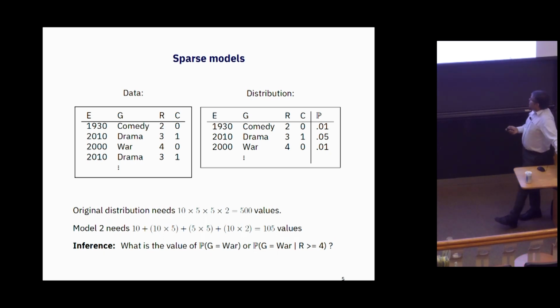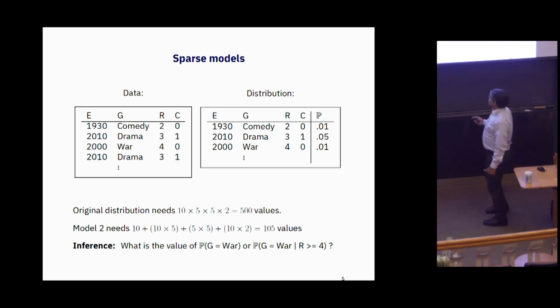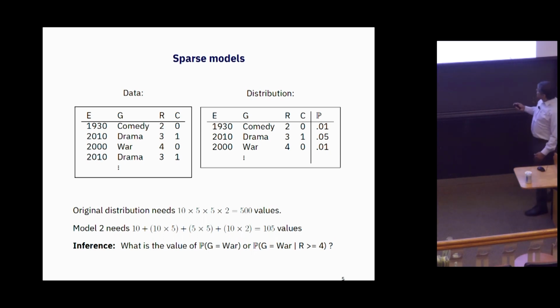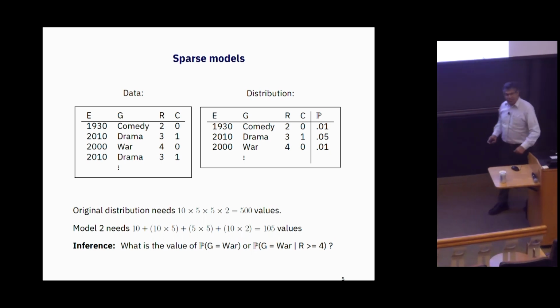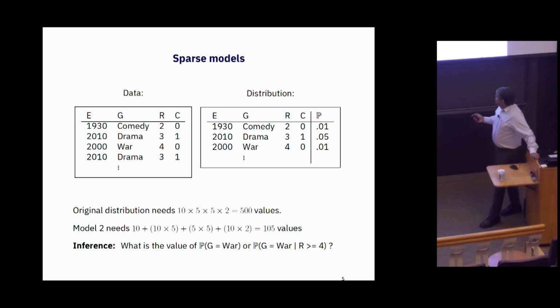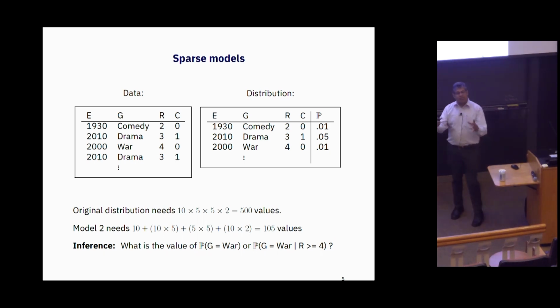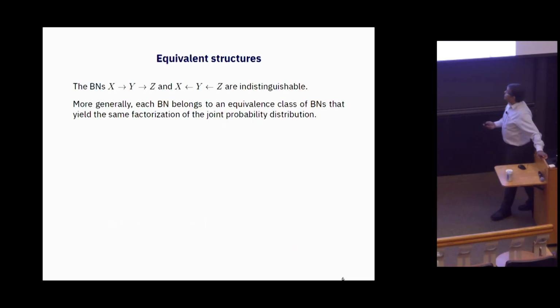And then people often want to ask questions given the graph. Okay, what's the value of, for example, out of all the data, the probability that the genre equals war? Or given the rating is high, what's the probability that the movie was actually a war movie? These sorts of inference questions are facilitated by having sparse representations of the data.